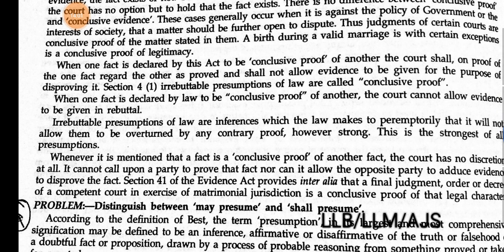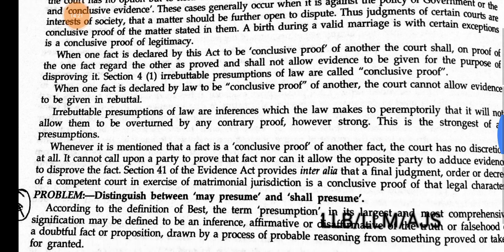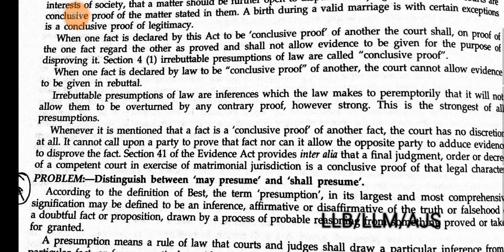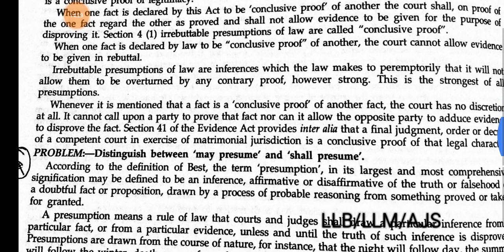When one fact is declared by the Act to be conclusive proof of another, the court shall regard the other as proved and shall not allow evidence to be given for the purpose of disproving it. Section 41: irrebuttable presumptions of law are called conclusive proof. When one fact is declared by law to be conclusive proof of another, the court cannot allow evidence to be given in rebuttal. There is no scope for chance.